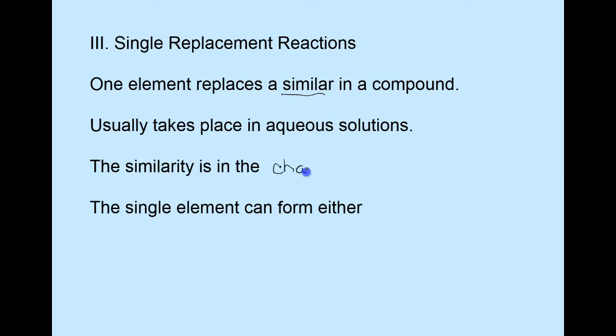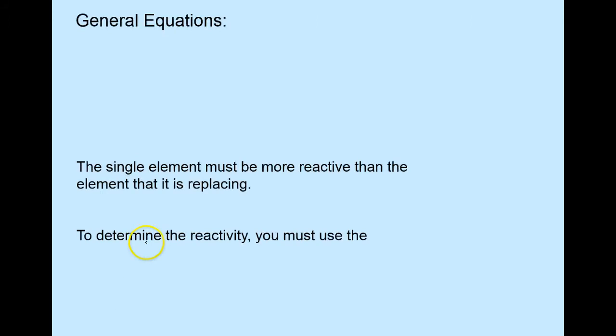Now, single replacements also take place in aqueous solutions. That is, a substance that is dissolved in water. The single element can either form positive or negative ions. Let's take a look at what a general equation would look like. You already have this on the handout that I gave you before break, but again, let's review.